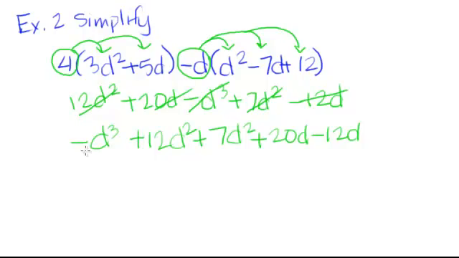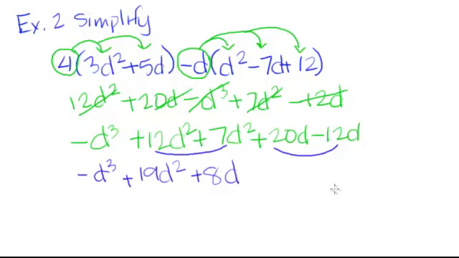So now, I have nothing to combine with negative d to the third, so I just rewrite that, negative d to the third, but I can combine 12d squared plus 7d squared. This is going to give me plus 19d squared, and I can also combine 20d minus 12d, and 20d minus 12d is the same thing as positive 8d.